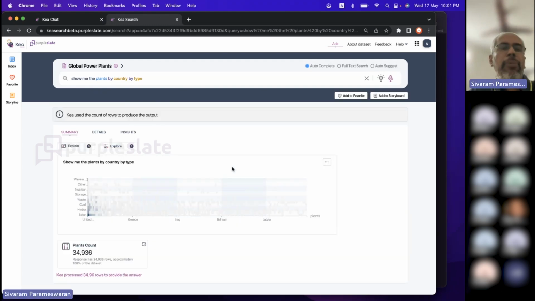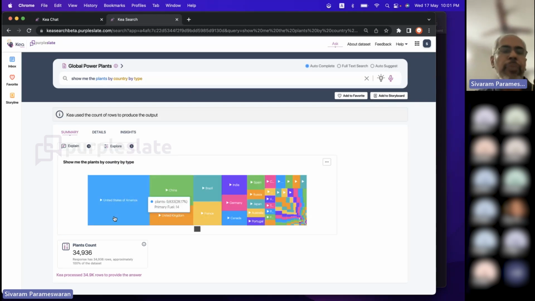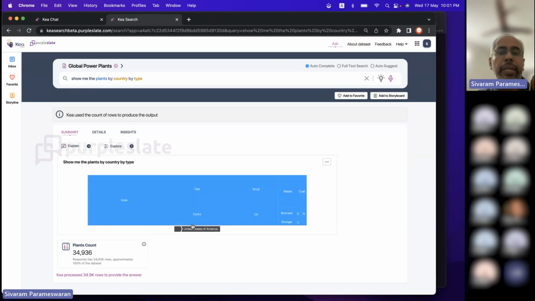I don't just want the power plants, but can you show it by type? So I can even view this data, for example, United States. I can go down and see, surprisingly, that it has the maximum number of solar power plants, and gas and hydro, all the other types. The interesting fact could be there are close to 3,283 solar plants, but in terms of capacity, it may not be.